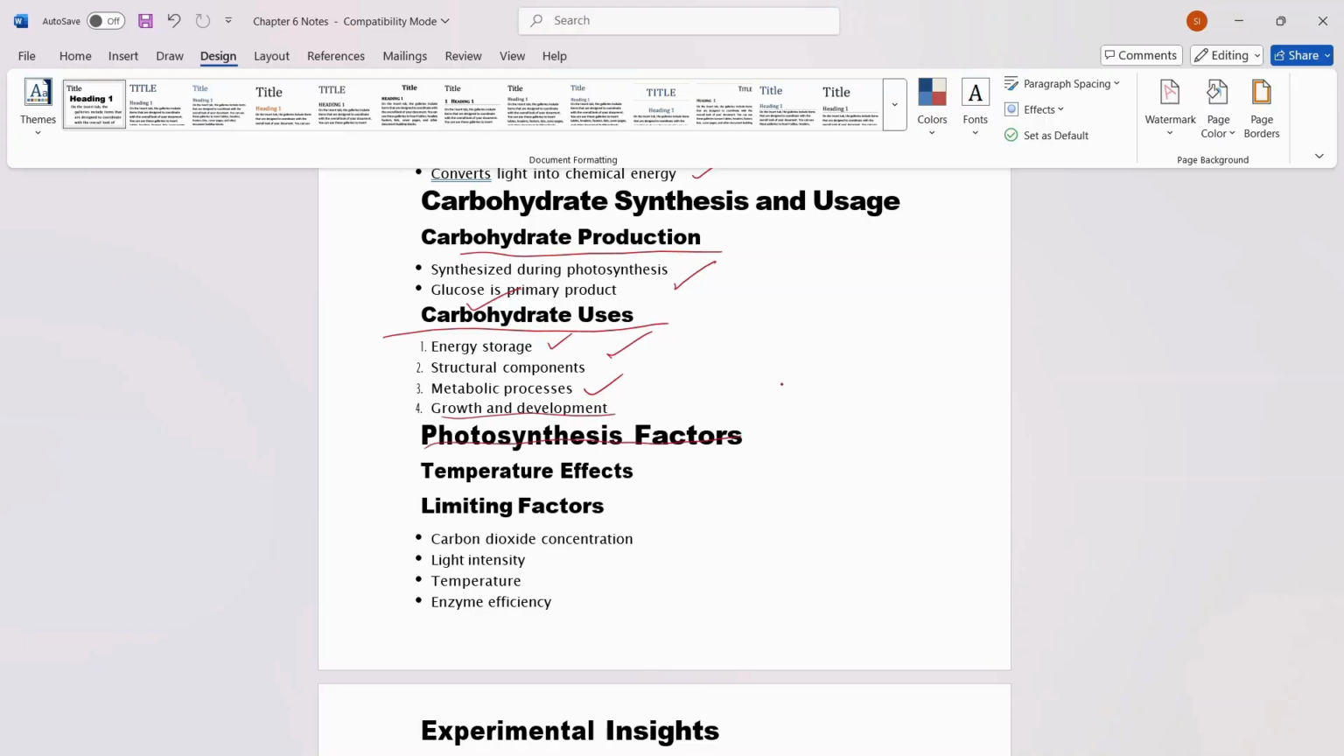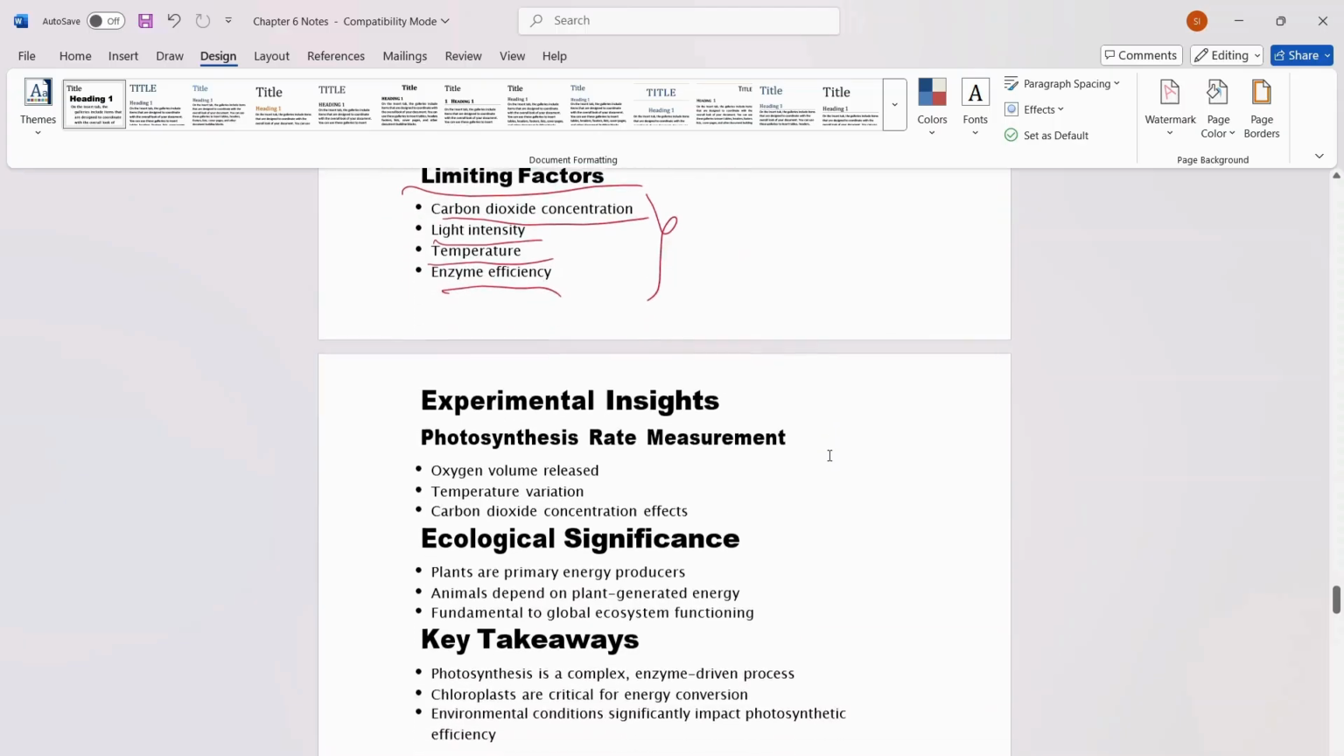What are the photosynthetic factors? Temperature effect, limiting factor. Temperature is a limiting factor. Carbon dioxide concentration, light intensity, temperature, enzyme efficiency. These all are the limiting factors.